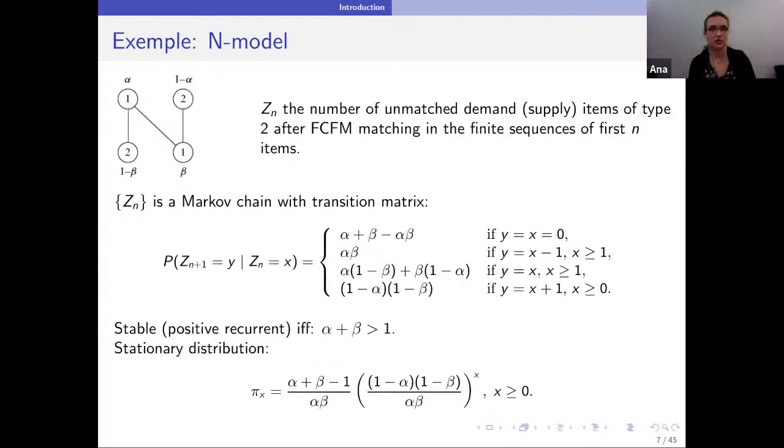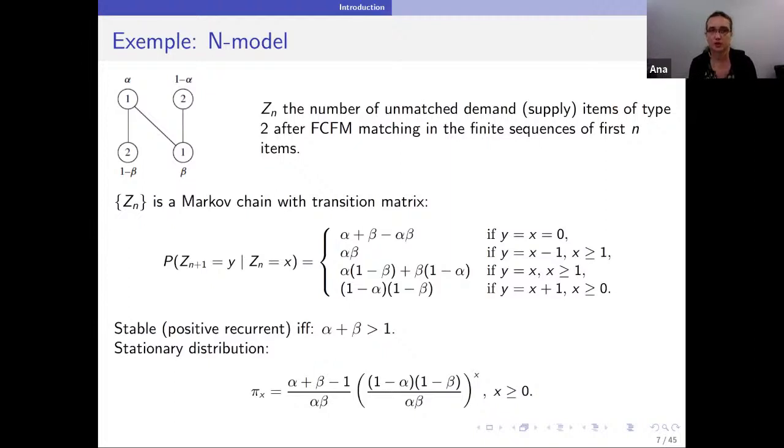So you can imagine that at each time step, there is one item of demand that comes into the system. It is of type 1 with probability alpha and type 2 with probability 1 minus alpha. And similarly for supply, with probability beta we have an item of supply type 1 and 1 minus beta type 2. Well, then you can describe the dynamics as a Markov chain, and it's very easy to compute its stationary distribution. The system is stable if and only if alpha plus beta is strictly bigger than one.